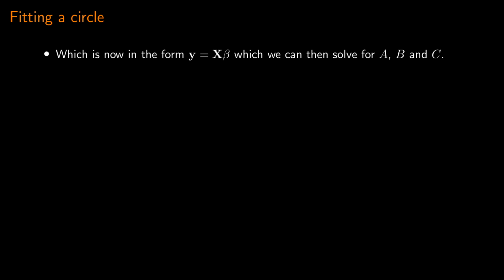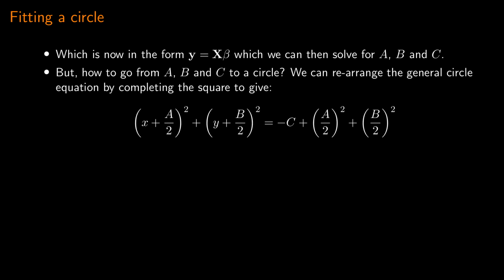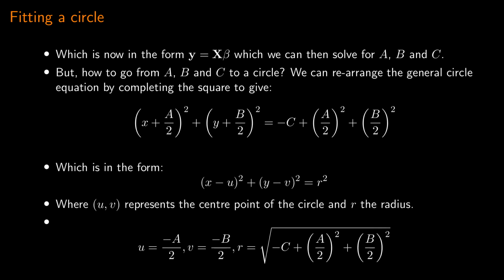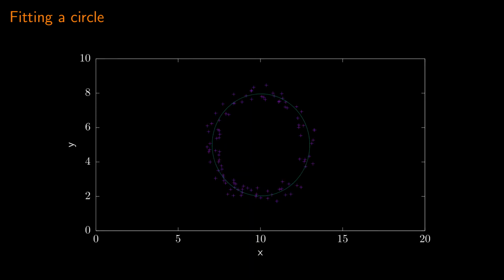But how do we go from those to an actual circle in terms of the location of the centre point and the radius? Well, we can rearrange the general equation for a circle by completing the square to give this, which is in the form of x minus u all squared plus y minus v all squared equals r squared, where u and v are the location of the centre point and r is the radius. From this, we can see that u, v, and r will be given by the following. In this example, I have produced 100 points that deviate randomly from a circle with a centre location of 10, 5 and a radius of 3. The random points are shown in purple and the fitted circle in turquoise.